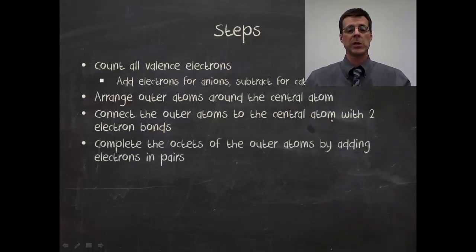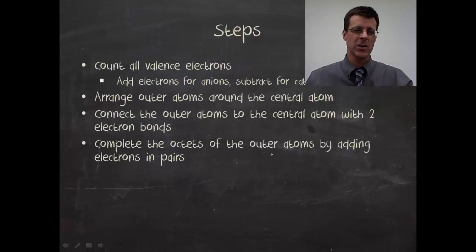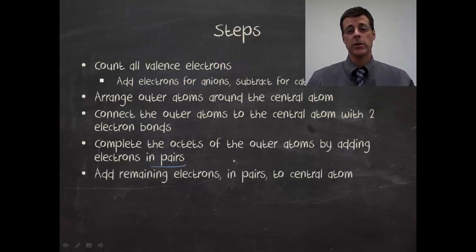Then we'll complete the octets. Now when I say octets, some atoms can't do the full 8. Think of hydrogen. It can only take 1 bond, which means 2 electrons. So I say octets, but it's not always a true octet. Complete the octets of the outer atoms by adding electrons in pairs. Pairs again. And then we're going to add remaining electrons, if we have any, to the central atom. Again, in pairs.